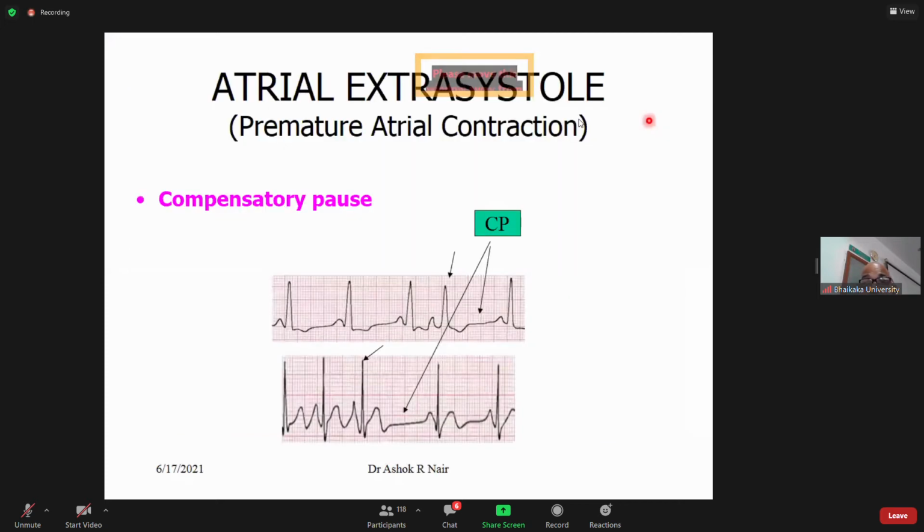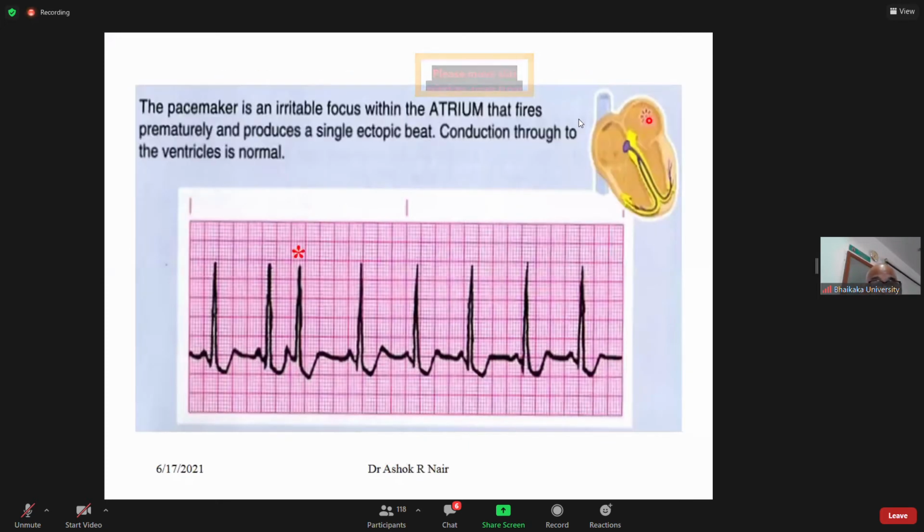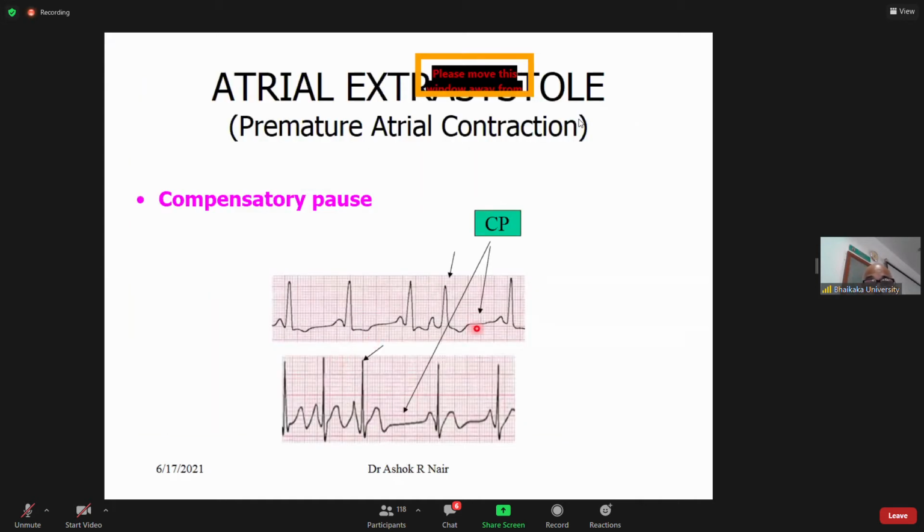Another important thing here is that because of this beat, the next beat occurs after a long duration. It has given only one single impulse. The next beat comes after a pause. It's called a compensatory pause. Here there's a compensatory pause. This is the ectopic beat, and the next beat is occurring after a compensatory pause.